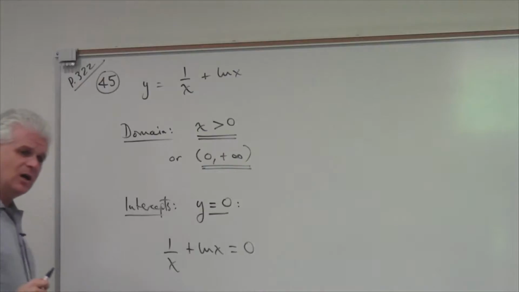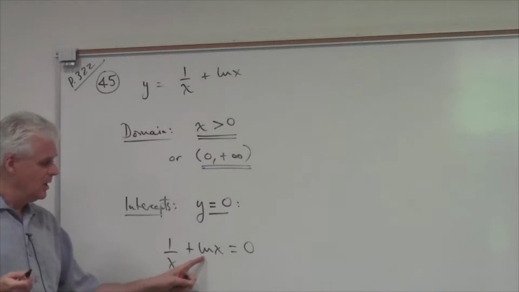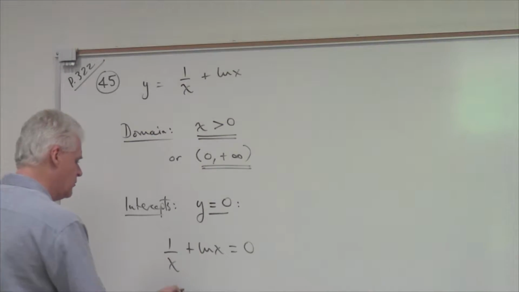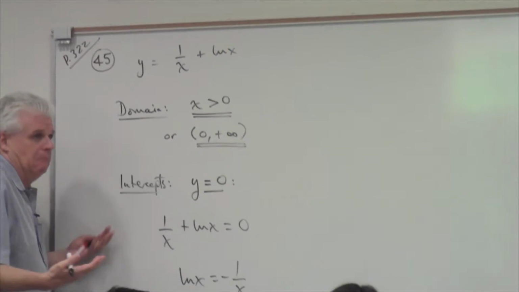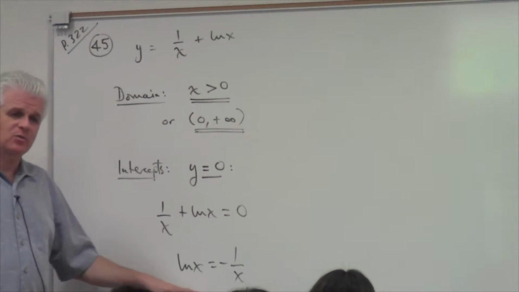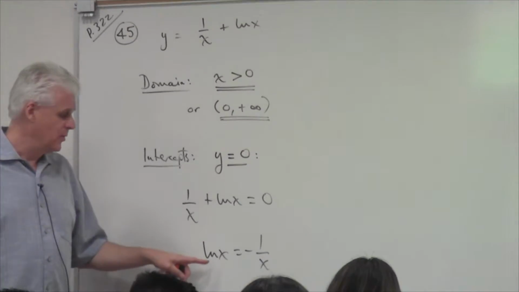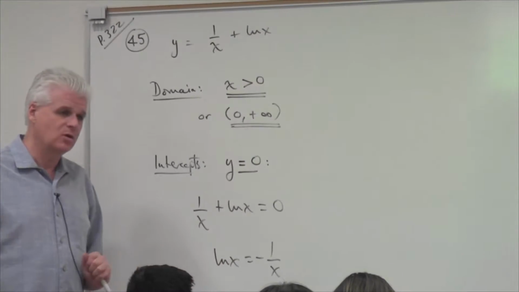But then we get kind of stuck. We don't really know how to solve that kind of an equation. It's a mixture of algebra, 1 over x, and this transcendental function, log x. It would mean you're looking for where is log x equal to negative 1 over x? I have no idea. About the only way I could solve that is with a calculator. It may not even have a solution, but if it has one, I can't find it using algebra. There's no algebraic stuff you can do there.